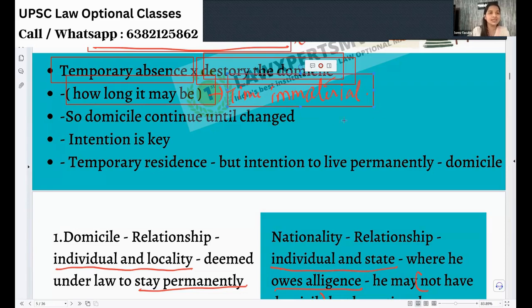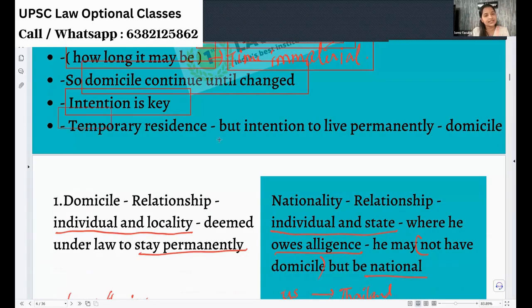So what is the key? Intention is the key. Even if I stay for 2 years, 3 years, 4 years, 5 years, my intention is to permanently settle down in that particular nation. That nation is my domicile. So domicile will continue unless and until I change it. It is a mental change. Okay. So a temporary residence may be a temporary residence, but when I have an intention to permanently reside in a place, that will be my domicile.